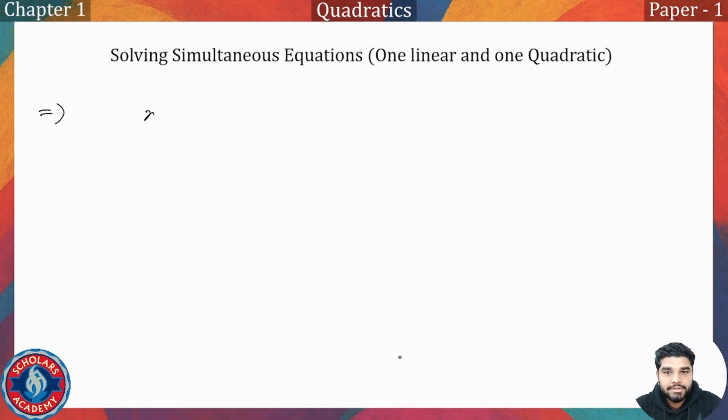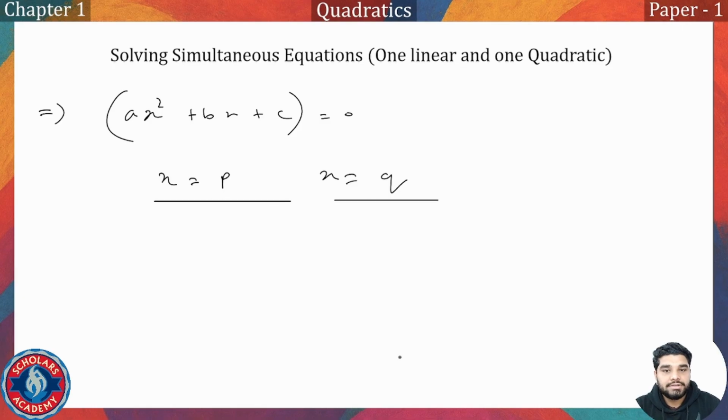Up till now, if we have a quadratic equation, let's say ax square plus bx plus c is equal to 0, we found those particular values of x for which the complete equation becomes 0. So for x is equal to p and x is equal to q, let's say these are the two values of x for which this complete equation becomes 0. So we were identifying these two points, right? Two values of x for which the quadratic equation is 0.